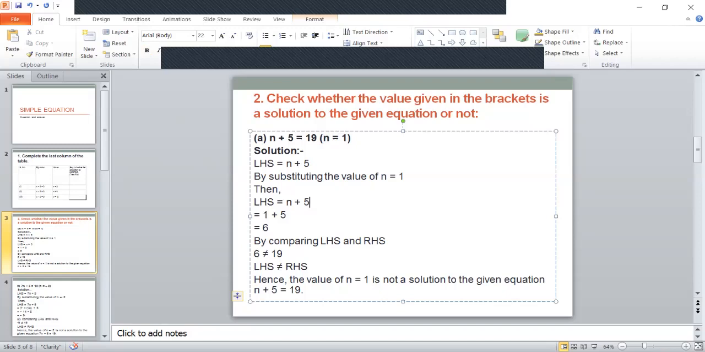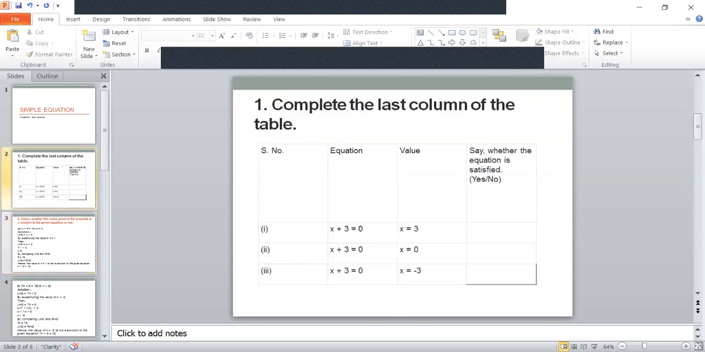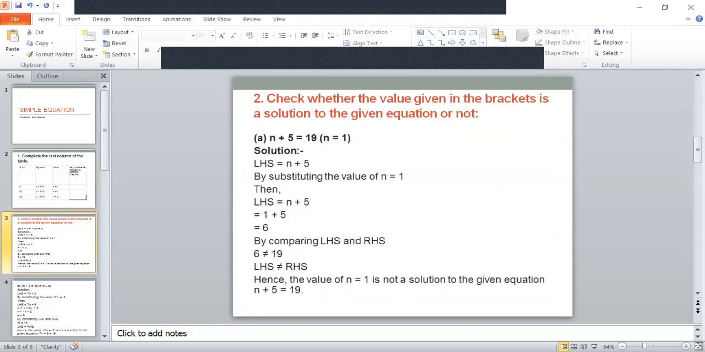Okay. This one is called a substitute. Whatever we are doing, putting the value of a variable in the equation, this process is known as substituting. So by substituting the value of n is equal to 1, we have to put the value of n in the place of n in the equation. Then I will get n plus 5.